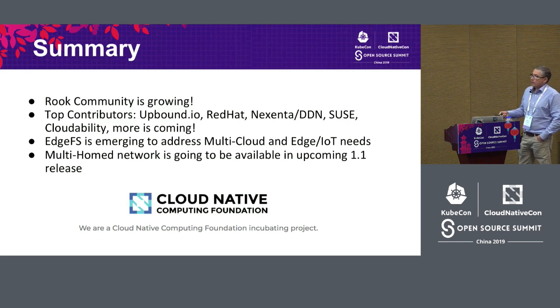The multi-home network is going to be available in the upcoming 1.1 release. Multi-home network can be significant for isolation for data security purposes, and also for improving performance, and it's actually possible to do within Kubernetes itself without introducing any additional layers or custom modifications. It's all clean, built into Rook, and will soon be available not just for EdgeFS, but also for Ceph.